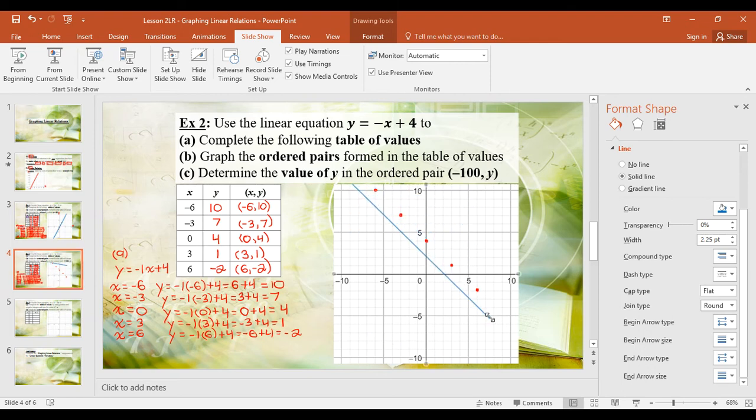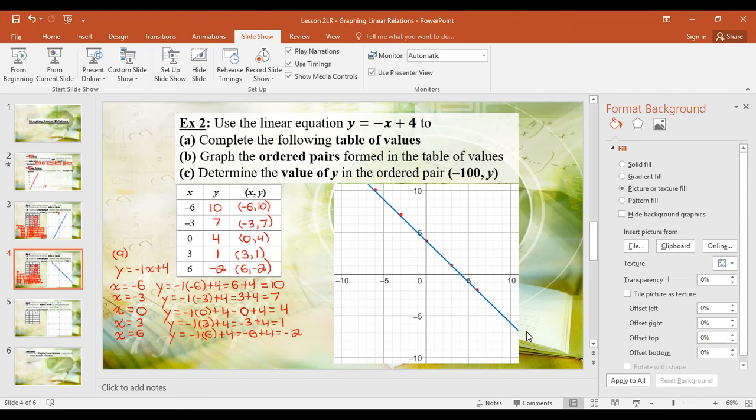How's this? That's pretty good, okay? And then I can make it span the graphing area. So just make it go all the way through down to the bottom, okay? And so that is a linear relation because a straight line can go through it.